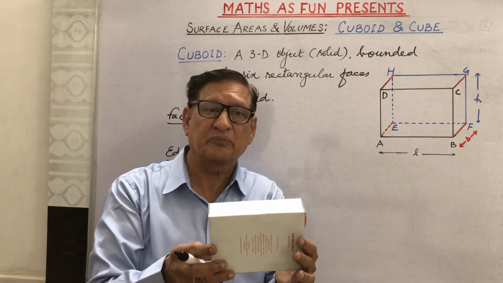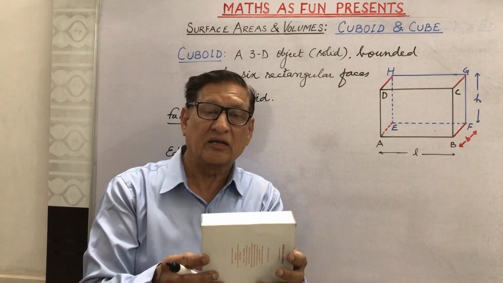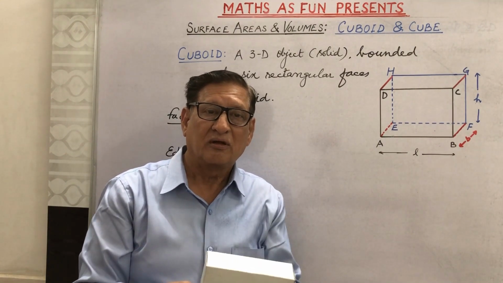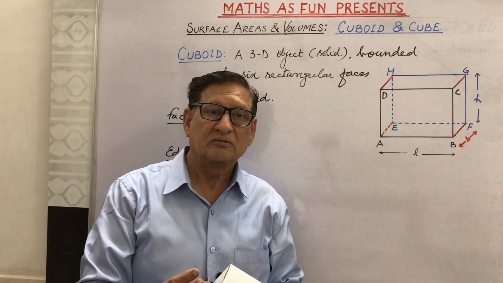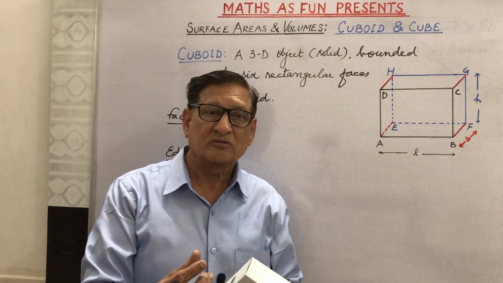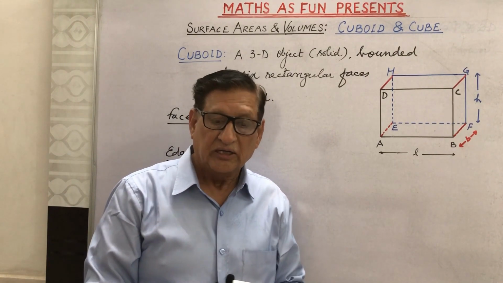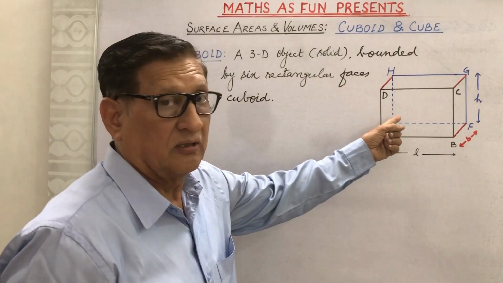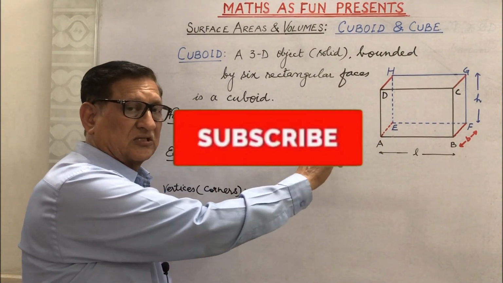We have many examples of cuboids which we find in our daily life. Like we have a book, a notebook, a room, a duster, a matchbox. These are all examples of cuboids. See, here we have made a figure of a cuboid. In this, as I told you, there are 6 faces.